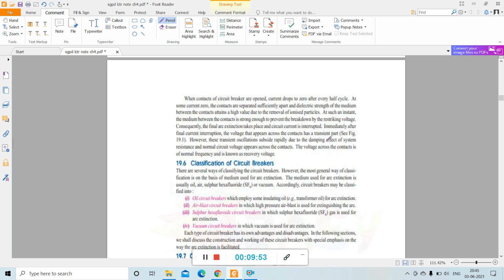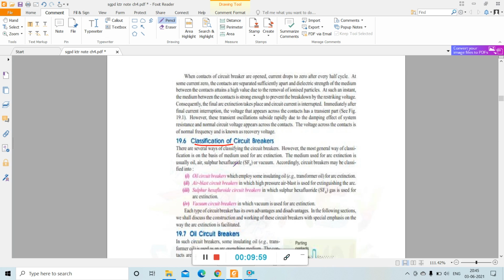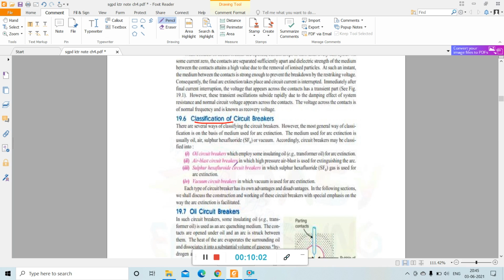Okay, so the next part is the classification of circuit breakers. I already told you that on the basis of the medium used for arc extinction, the different types of circuit breakers are classified. The medium used for arc extinction may be oil, air, sulfur hexafluoride, or vacuum. According to this basis, circuit breakers may be classified into oil circuit breaker, air blast circuit breaker, sulfur hexafluoride circuit breaker, and vacuum circuit breaker.